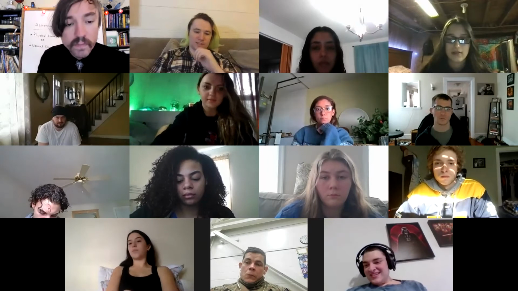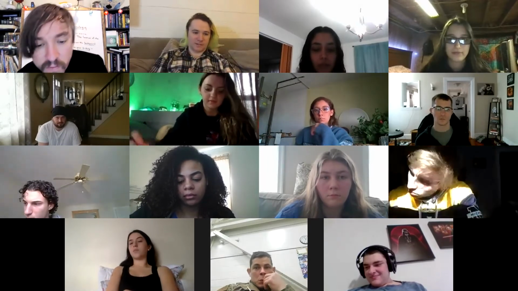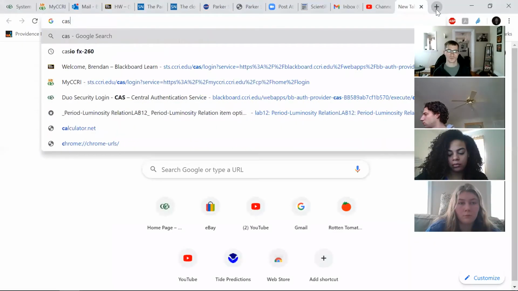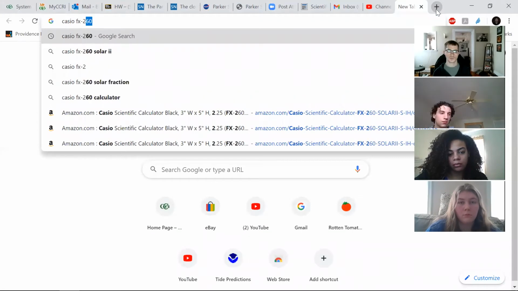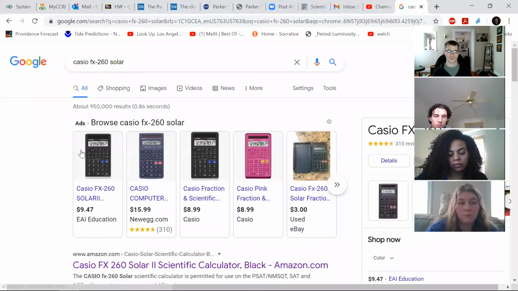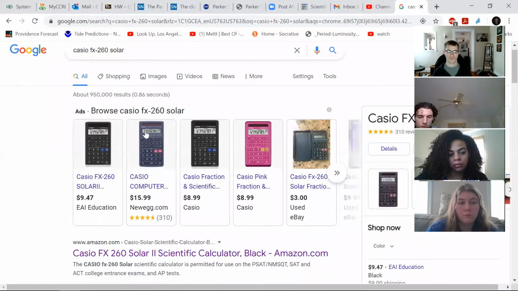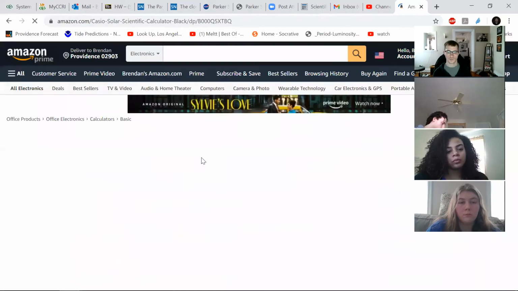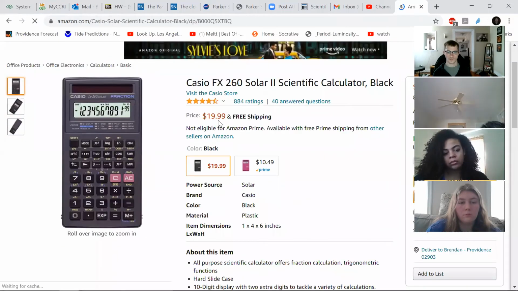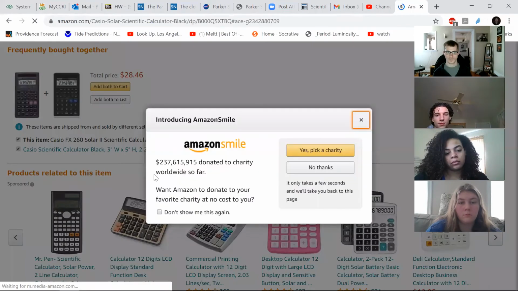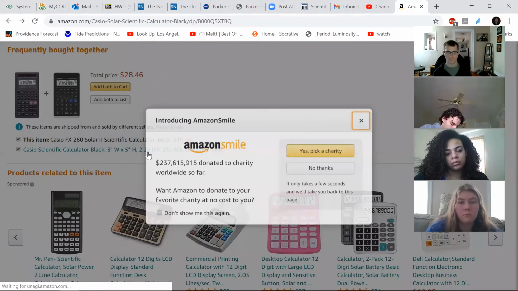What was the specific name of the calculator again? Just so I can write it down. Yeah, it's called the Casio FX 260 Solar. You can get the original or the Mach 2 version. If you look on Amazon, for some reason, the black one is like 20 bucks, but the white one is cheaper and they're exactly the same.